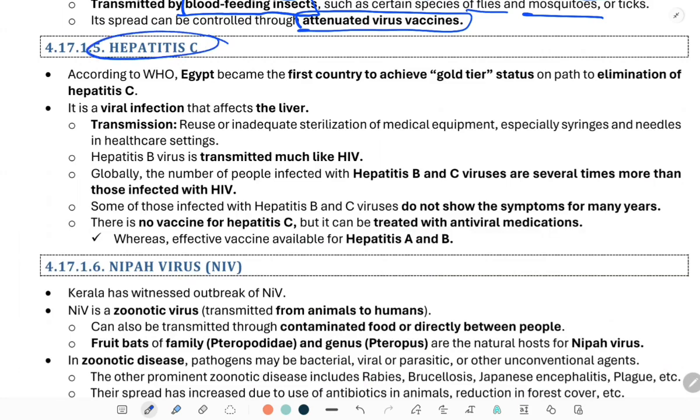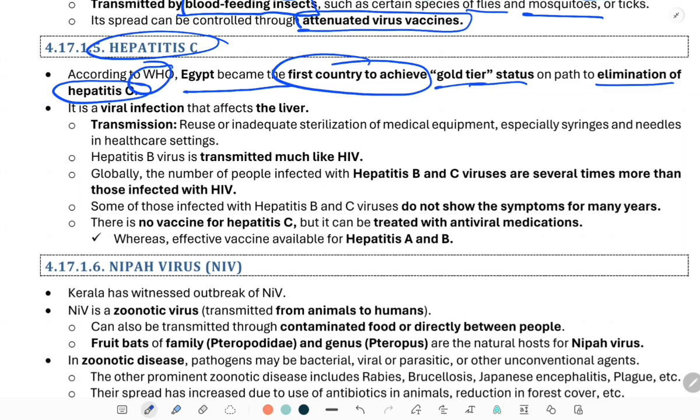Next, hepatitis C. According to the WHO, Egypt became the first country to achieve gold tier status on the path to elimination of hepatitis C. Hepatitis C is a viral infection that affects the liver. The transmission is through reuse or inadequate sterilization of medical equipment, especially syringes or needles in healthcare settings.